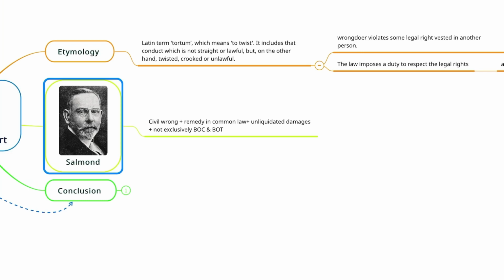Damages means compensation, and unliquidated means which is not pre-decided. Say for example, there is a breach of contract. When we do breach of contract, there would be pre-decided liabilities. If I breach that contract, I have to pay this much amount. If you breach this contract, you will have to pay this much amount. However, this is not the case with tort. In tort, there are unliquidated damages, which means there are no pre-decided damages or compensation. That compensation is decided by the judge as per the case.